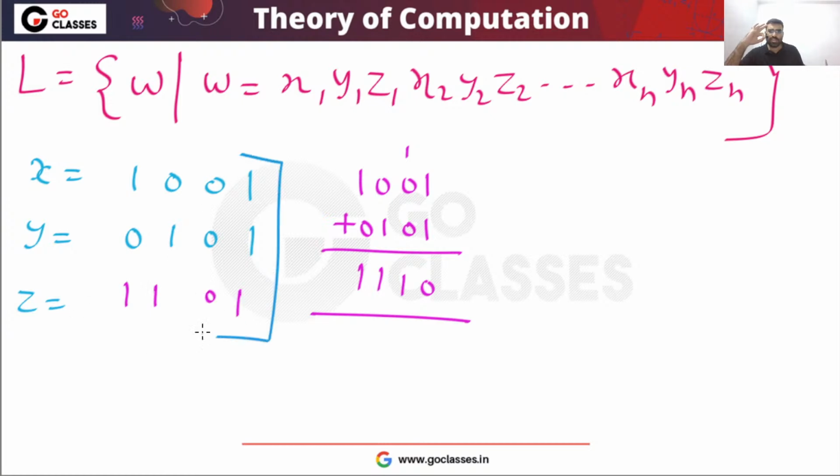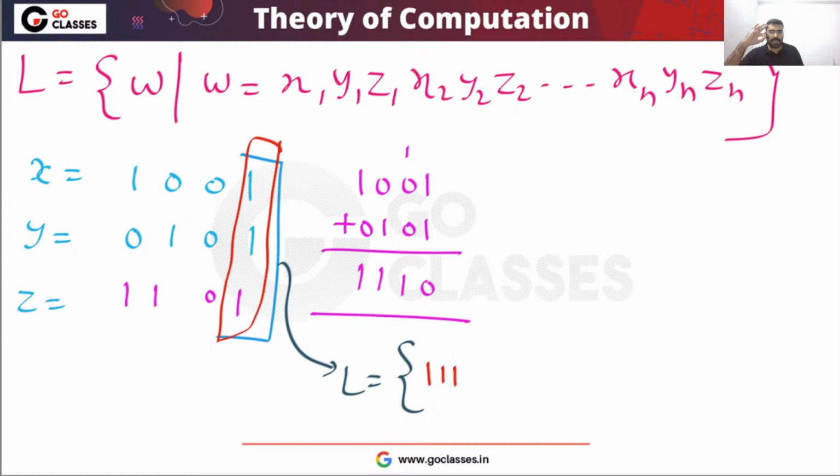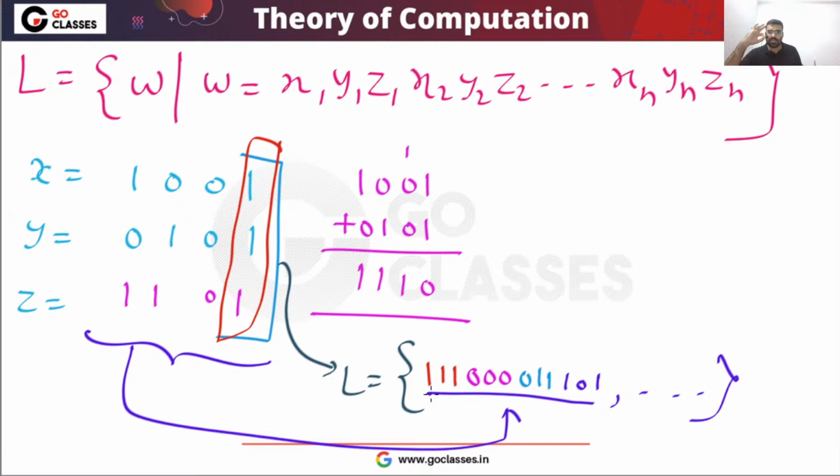Because of this, which string will you get in the language? Starting from the LSB, first you will get 1 1 1, followed by 0 0 0, followed by 0 1 1, followed by 0 1 1 and followed by 1 0 1. You will get this string because of this addition, correct or not? Is it clear to everyone?